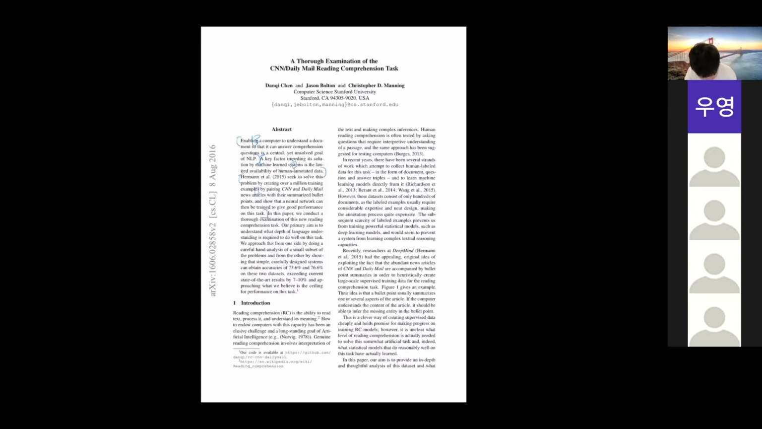In this paper, we conduct a thorough examination of this new reading comprehension task. So this is what they're kind of doing. So it's kind of a proposal, right? And our primary aim is to understand what depth of language understanding is required to do well on this task. They're talking about what they're doing too. We approach this from one side by doing a careful hand analysis of a small subset of the problems, and from the other by showing that simple, carefully designed systems can obtain accuracies of 73.6 and 76.6% on these two data sets, exceeding current state-of-the-art results by 7 to 10%, and approaching what we believe is the ceiling for performance of this task.